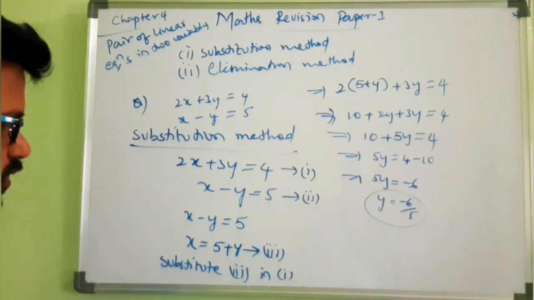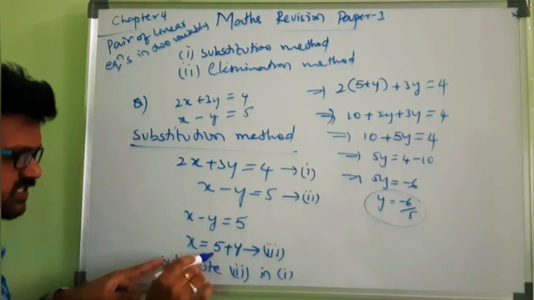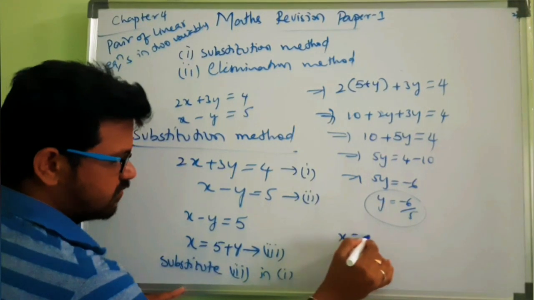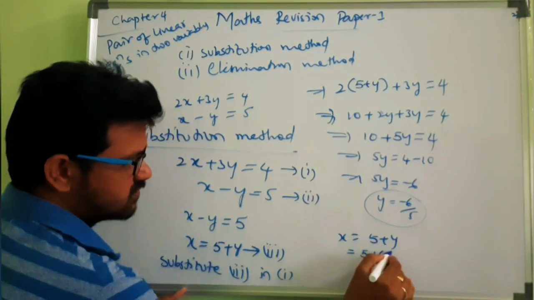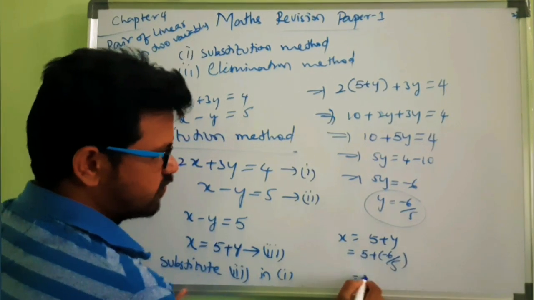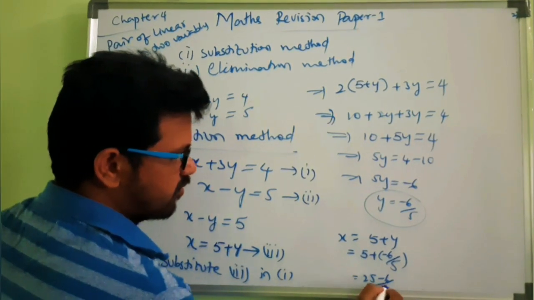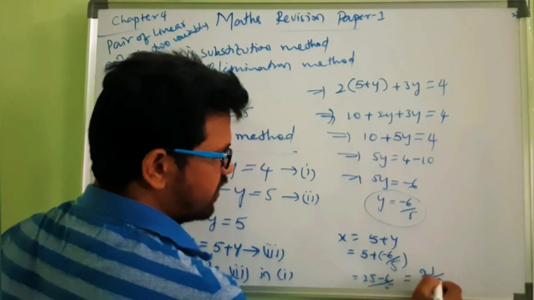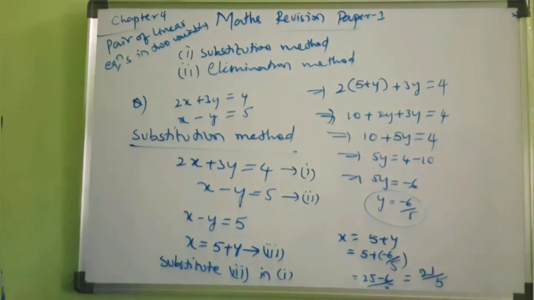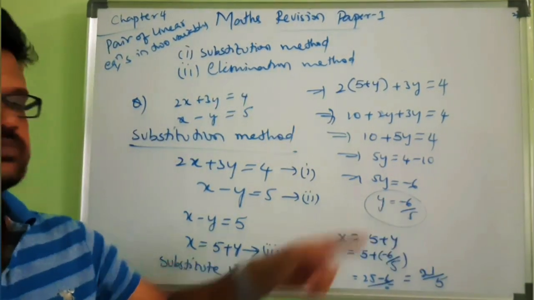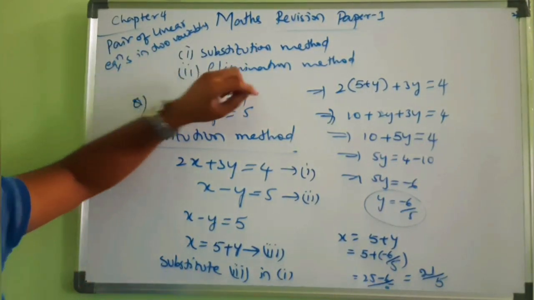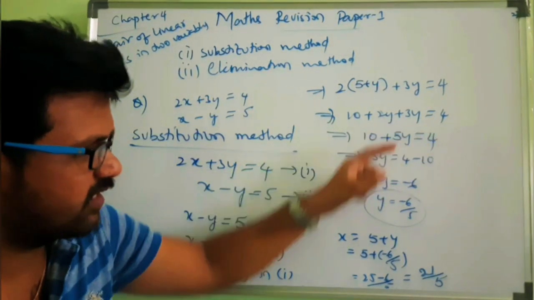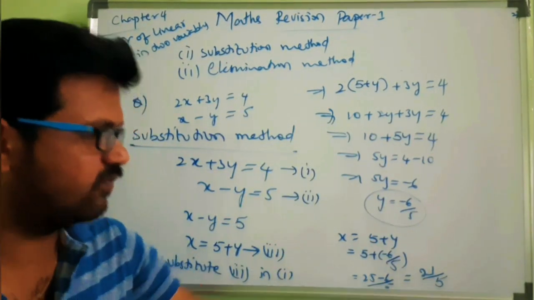So we got the y value. That y value we substitute in equation 3, so we get the x value. x is equal to 5 plus y, so we get 5 plus y value, which is minus 6 by 5. That is 25 minus 6 by 5, that is 21 by 5. So x value is 21 by 5, y value is minus 6 by 5. Using substitution method, we got y is minus 6 by 5 and x is 21 by 5.